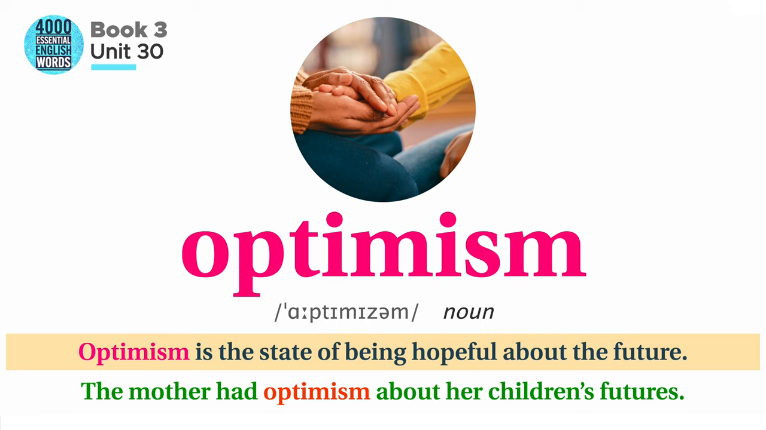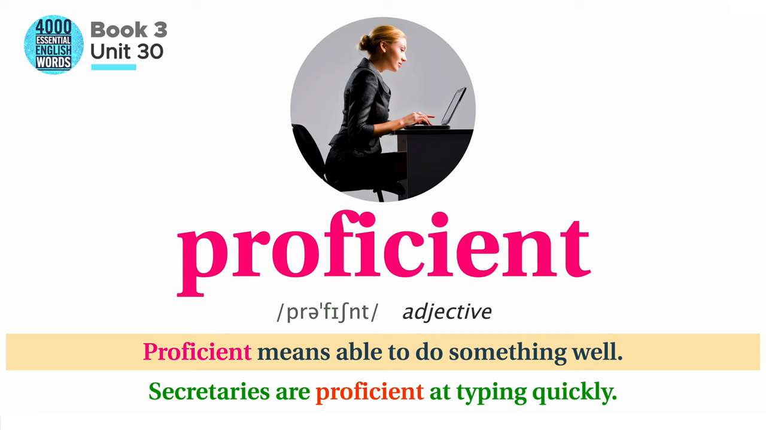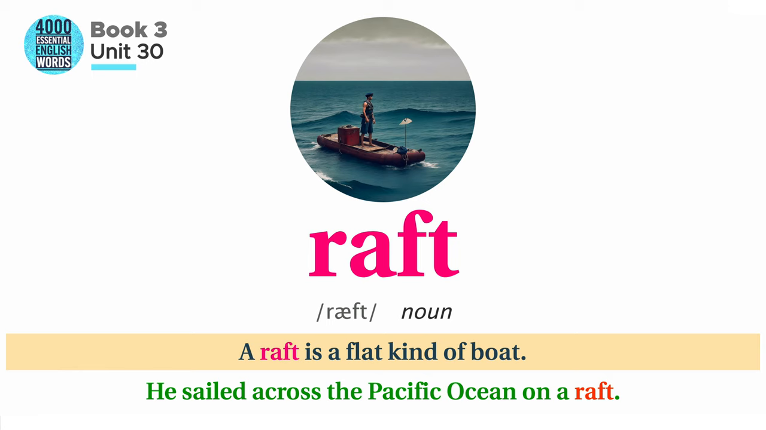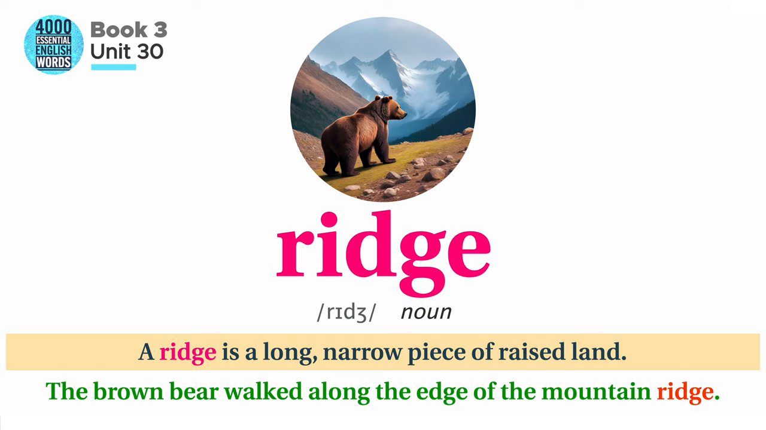Proficient. Proficient means able to do something well. Secretaries are proficient at typing quickly. Raft. A raft is a flat kind of boat. He sailed across the Pacific Ocean on a raft. Ridge. A ridge is a long, narrow piece of raised land. The brown bear walked along the edge of the mountain ridge.